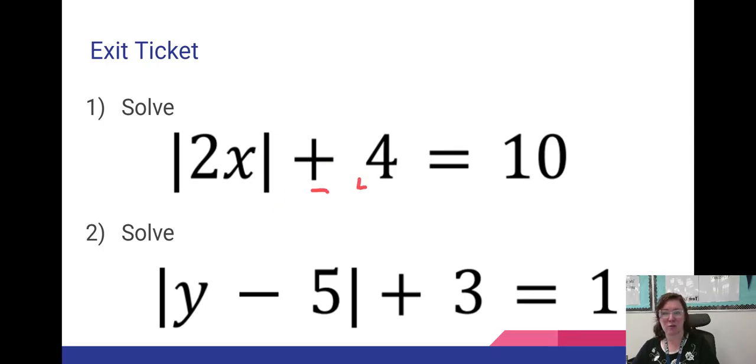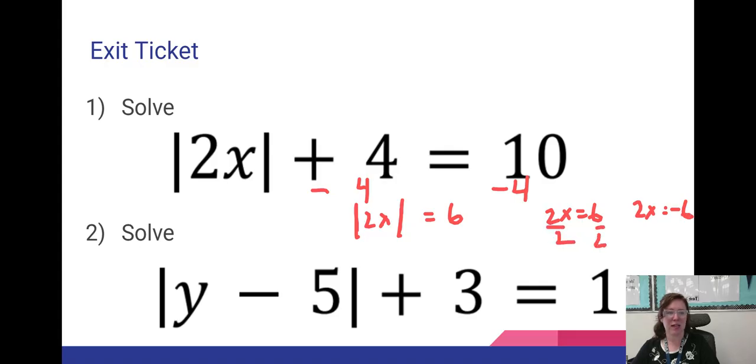Outside, first we get rid of what's outside the absolute value. And now we have the absolute value of 2x equals 6. And now this 2x, it could equal 6, or this 2x can equal negative 6. And then divide by 2 on both sides, we get x equals 3 and x equals negative 3.